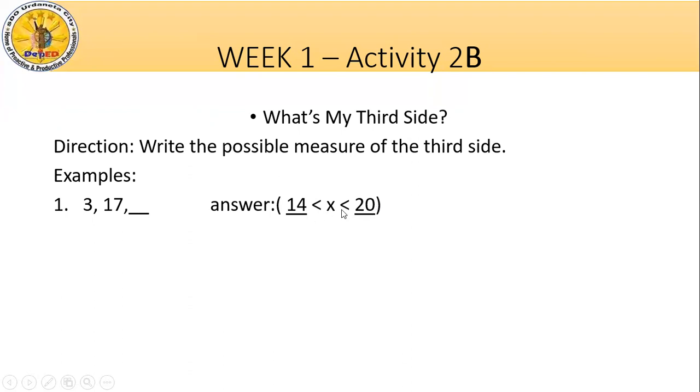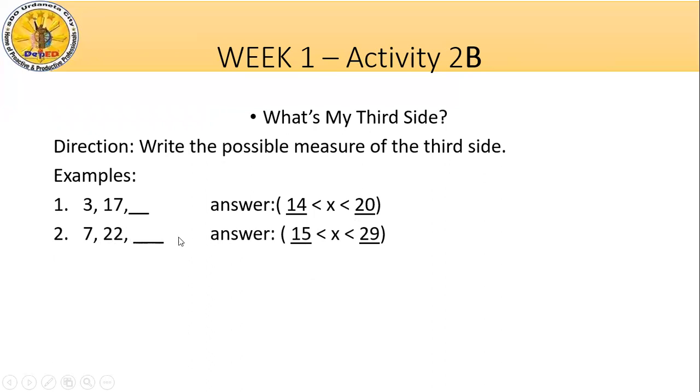So ano ang possible measure ng third sides? Ang mga numbers between 14 and 20. So ang mga pwedeng sagot, 15, 16, 17, 18, 19. Hindi kasali itong dalawa. Okay? Yung nasa gitna lang nilang numbers.